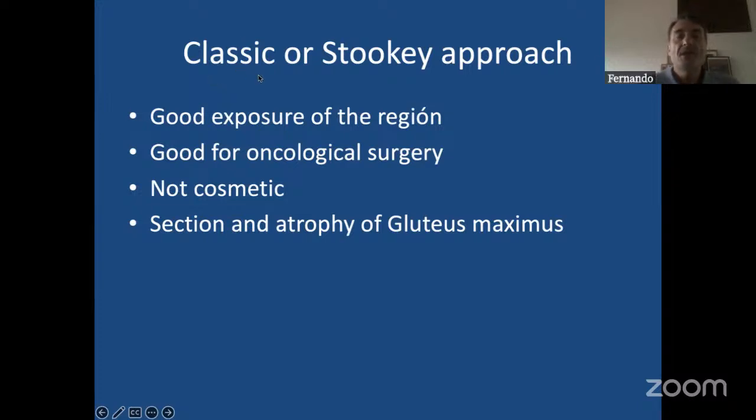And the classic or Stucky approach gives us a very, very good exposure of all of the trajectory of the nerve in the gluteal region, and is very good for oncological surgery, but it's not a cosmetic approach, and is a huge approach that needs the section of the gluteus maximus fiber, and is associated with a great amount of pain and atrophy of the fibers of the muscle.